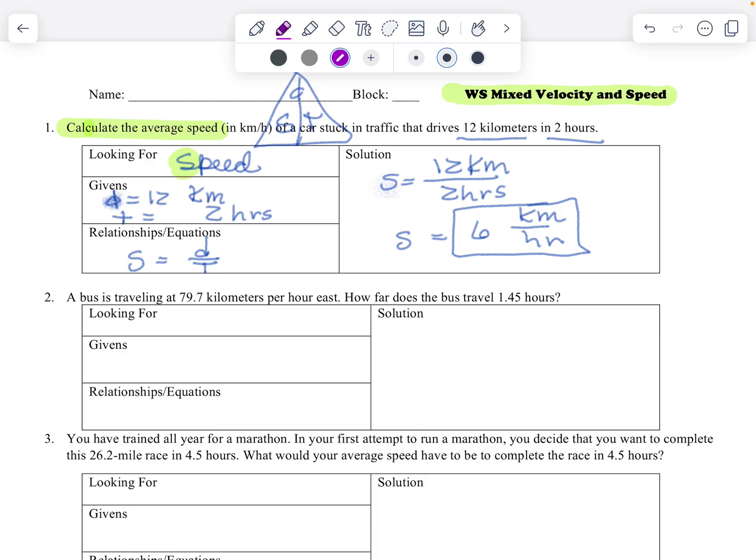Our second problem says how far, which means we're solving for distance. We're looking for distance.